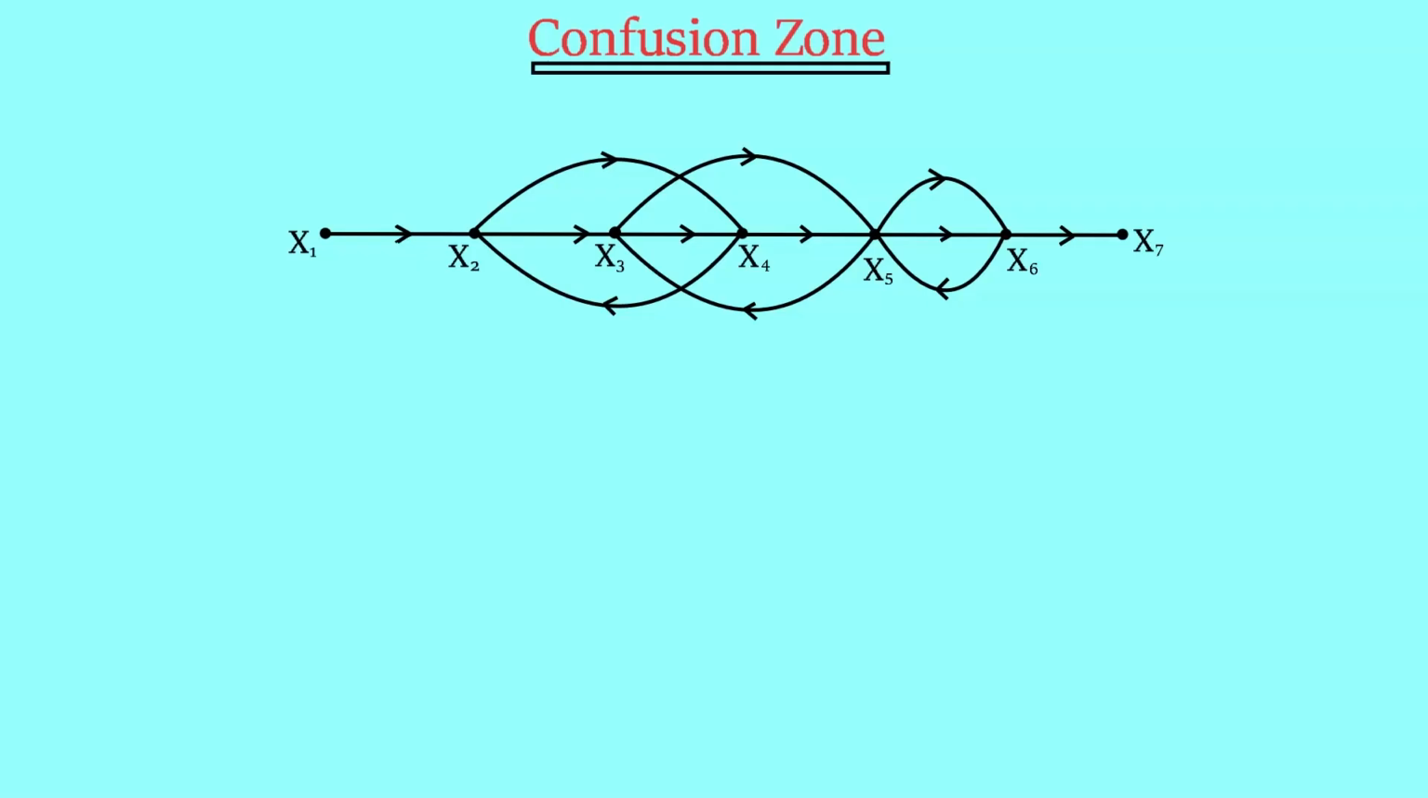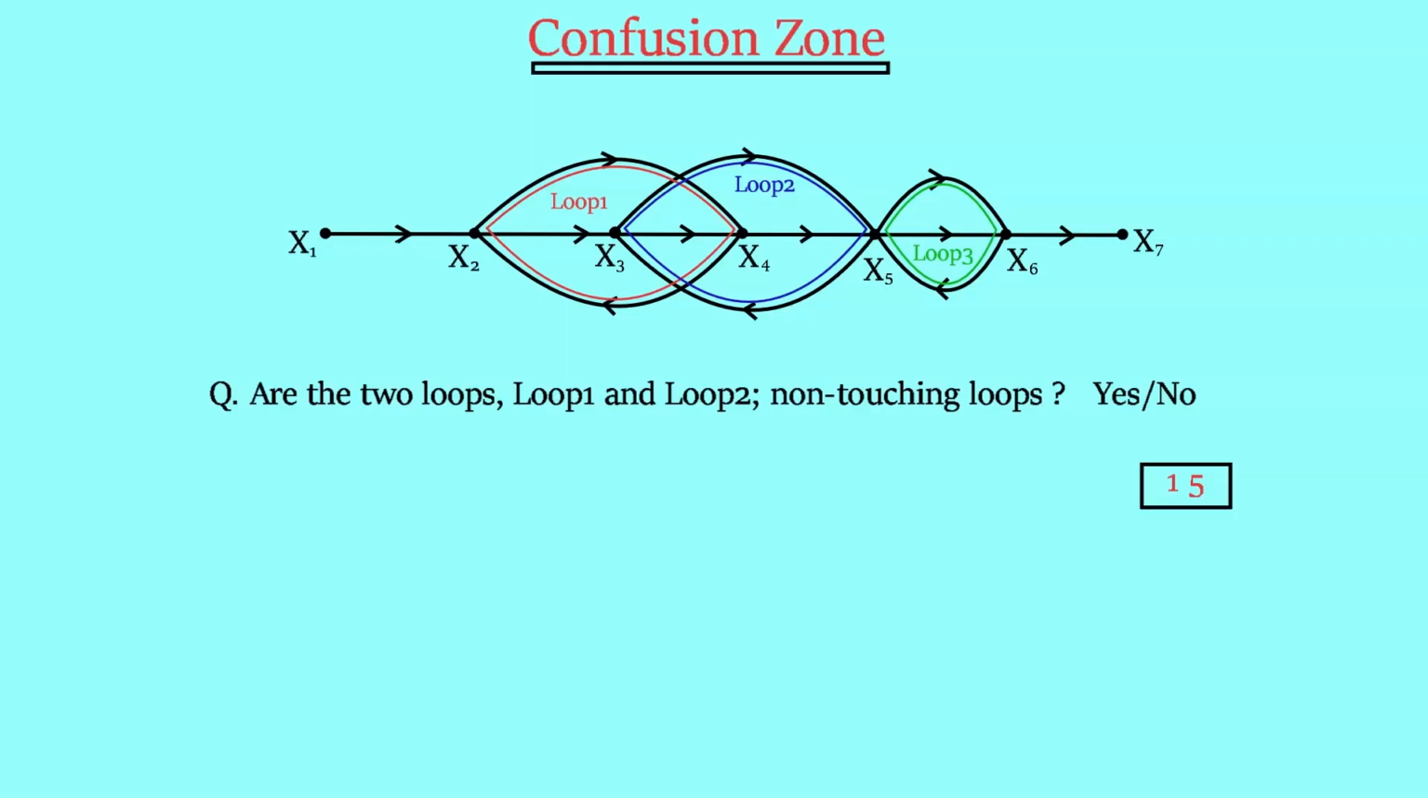This is a signal flow graph which I have taken for reference. You can clearly see there are in total 3 possible loops in this signal flow graph. My first question for you is, are the two loops, loop 1 and loop 2, non-touching loops? You have to simply answer in yes or no. Take 15 seconds and tell the answer as per your understanding.